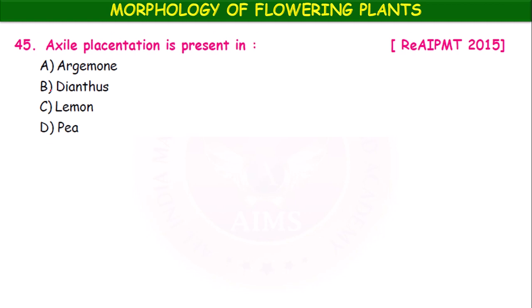Next, axile placentation. There are different types of placentation: free central placentation, axile placentation. Axile placentation is present in which plant? This question appeared in the All India Pre-Medical Entrance Test 2015. The options are Argemone, Dianthus, lemon and Pea. So it is the lemon. Axile placentation.